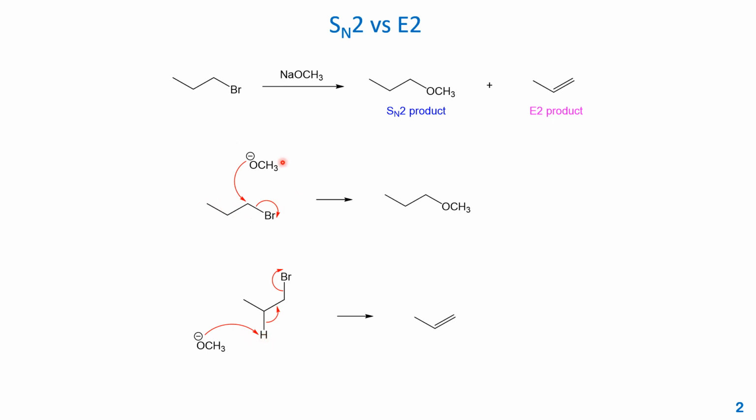The SN2 and the E2 also have a similar mechanism here, because the leaving group will always be kicked off by electrons from the backside. In SN2, the electrons come from the nucleophile. In E2, the electrons come from the sigma bond. But they all must attack or kick off the leaving group from the backside.